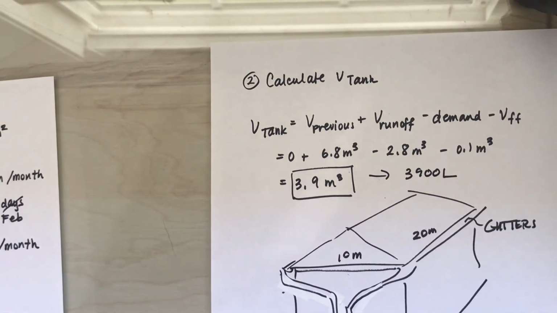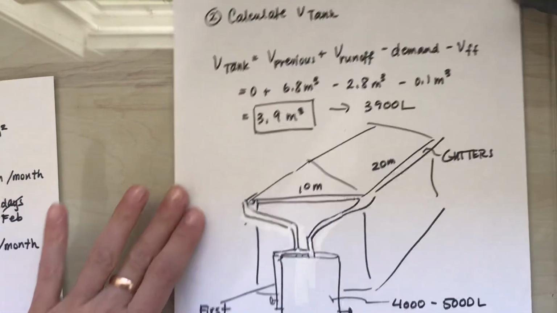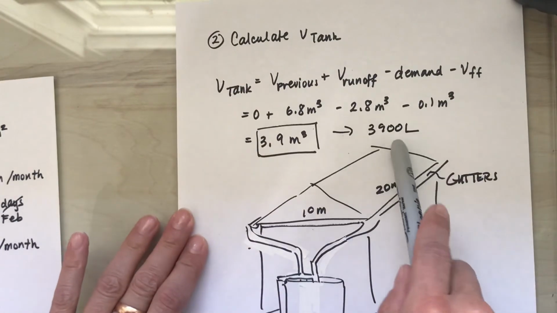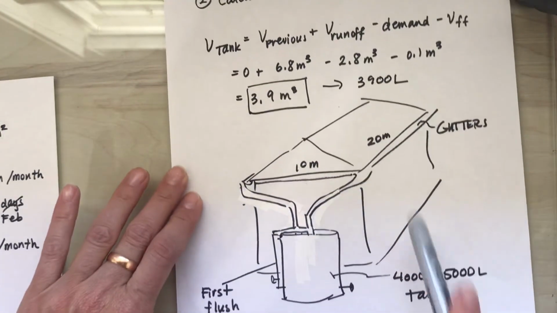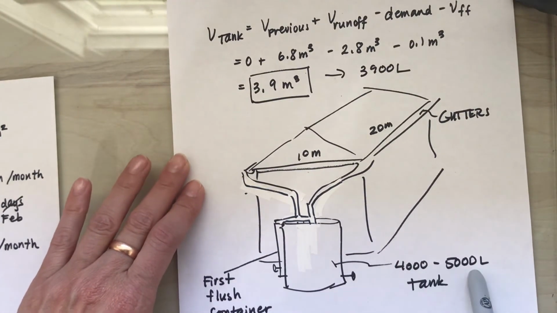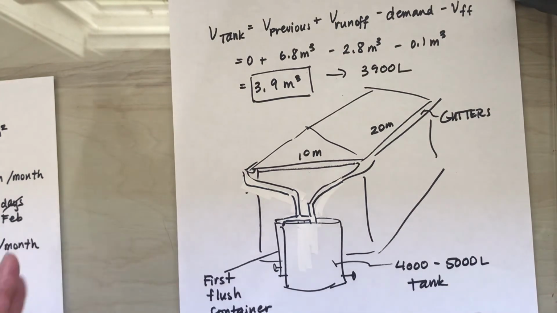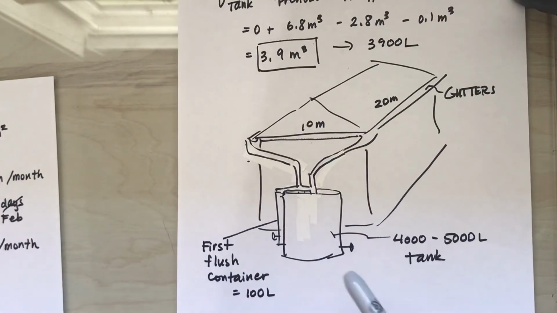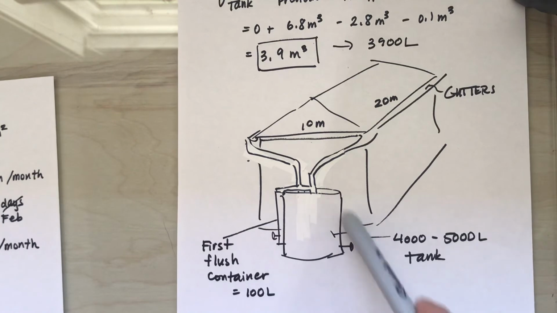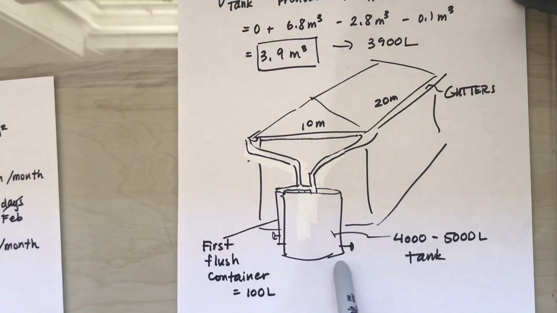And so we might find a tank that's maybe a 4,000 liter tank. We're not going to find one that's exactly 3,900, right? So we'll find maybe a 4,000 to 5,000 liter tank, and that's okay if it's a little bit bigger. These are rough calculations to just estimate how much water we're going to need, how much volume we're going to need for our tank.